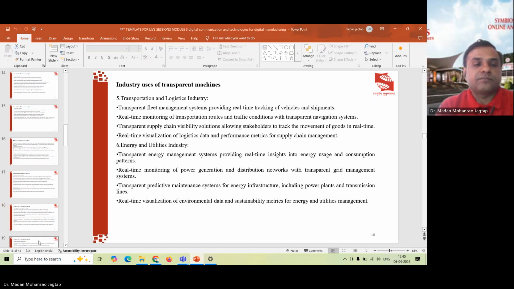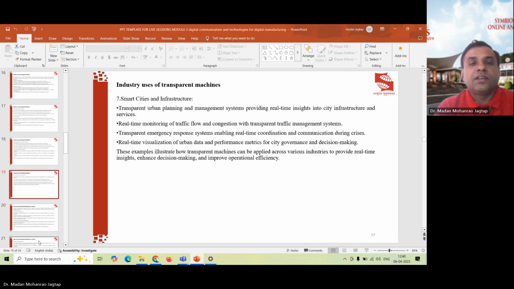Then, use of transparent machines in smart cities and infrastructure. So transparent urban planning and management systems providing real-time insights into city infrastructure and services. Real-time monitoring of traffic flow and congestion with transparent traffic management systems. Transparent emergency response systems enabling real-time coordination and communication during crisis.